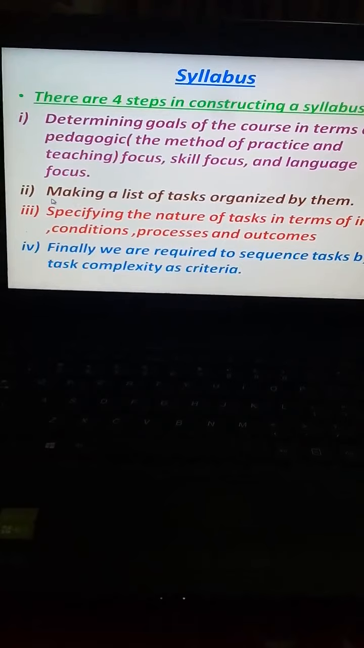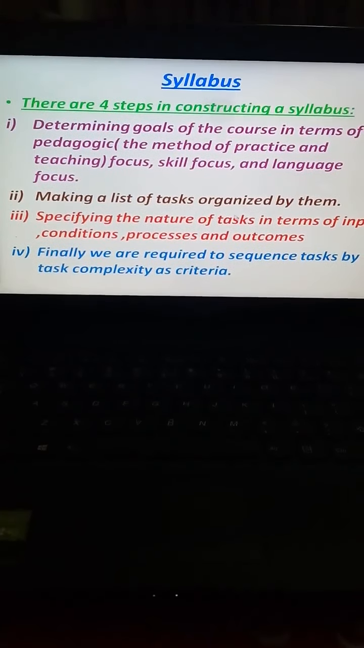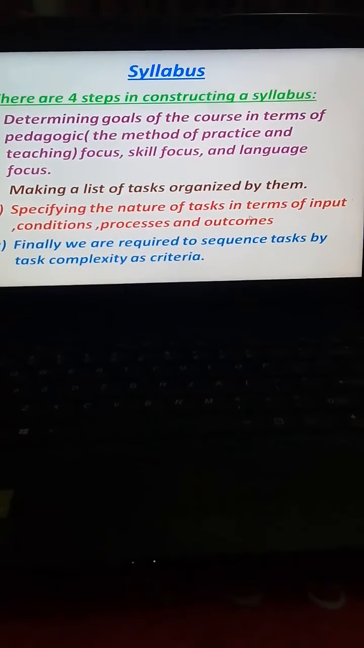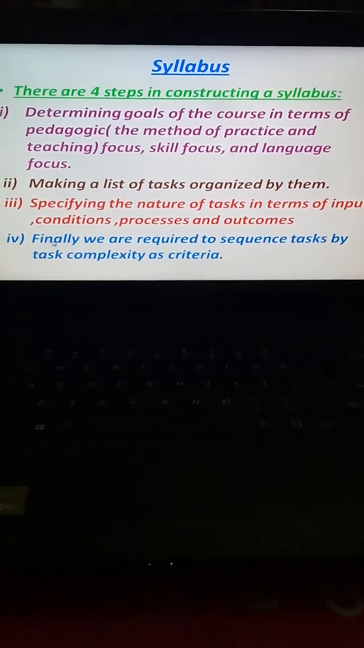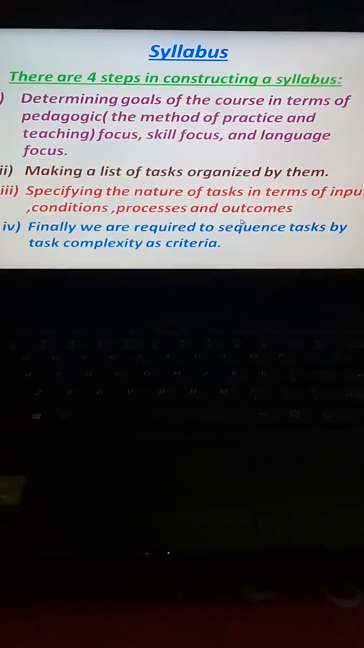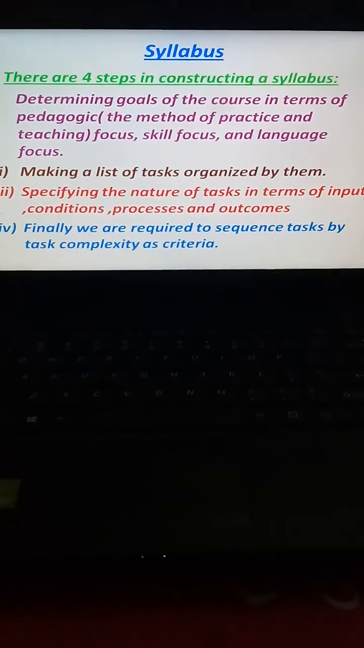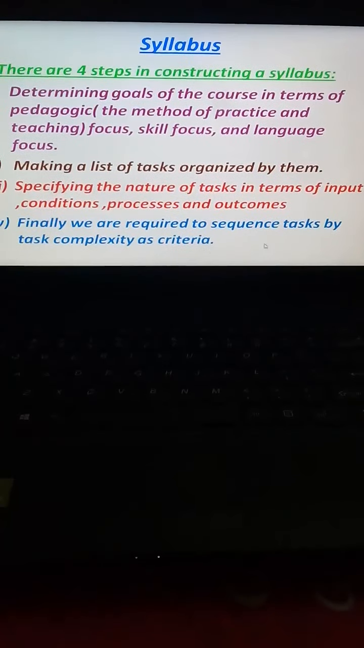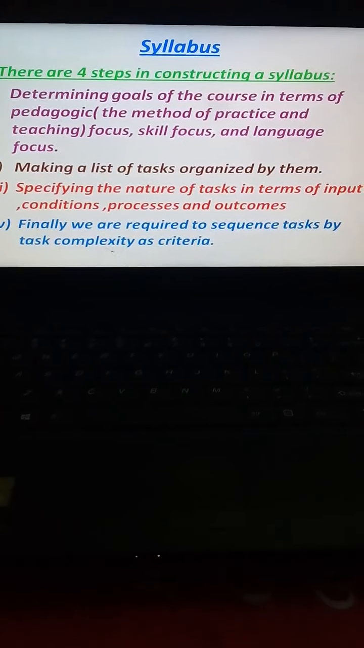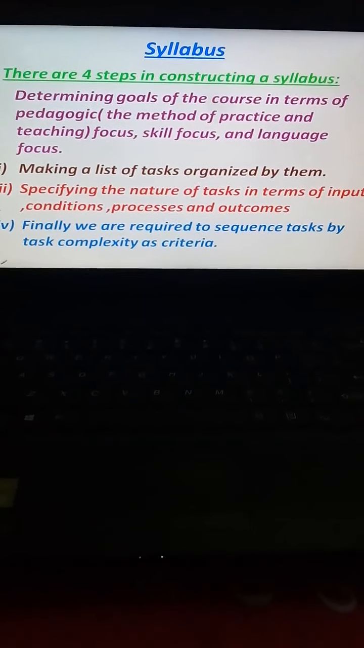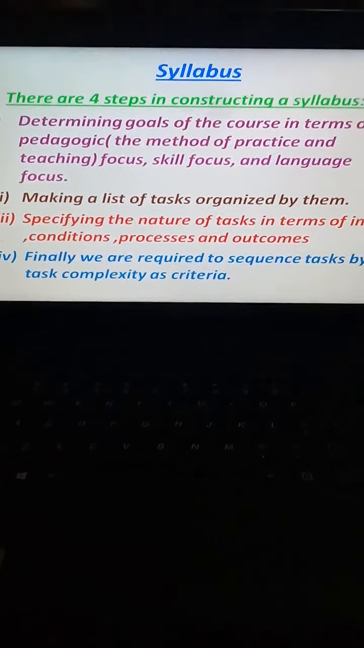Then making a list of tasks organized by theme. Number 3, specifying the nature of tasks in terms of input, conditions, processes, and outcomes. And finally, the teachers are required to sequence tasks by task complexity as criteria. So the tasks can be designed from simple to complex.